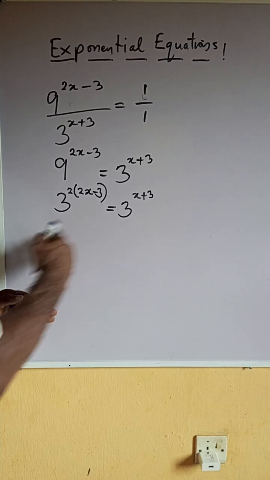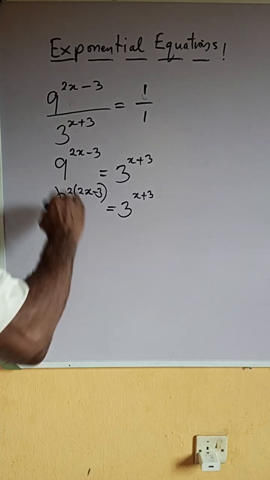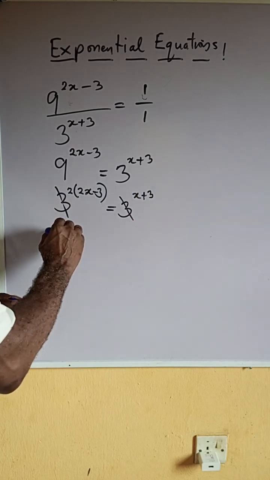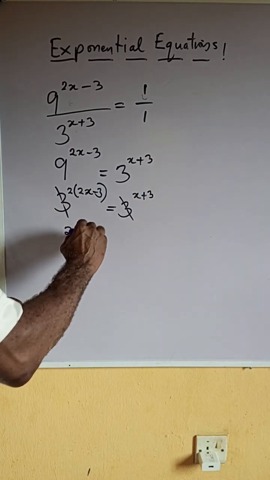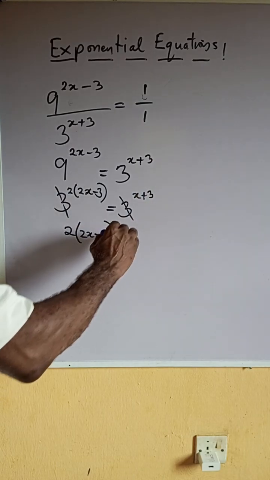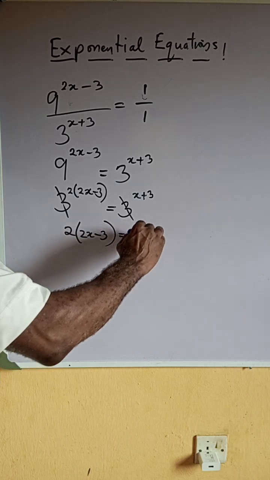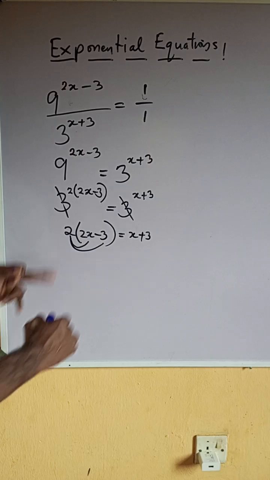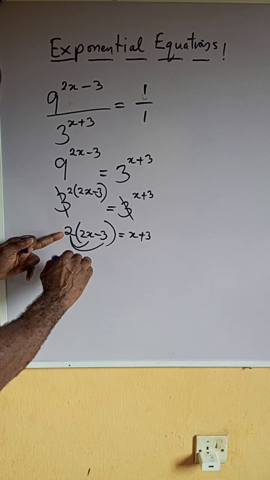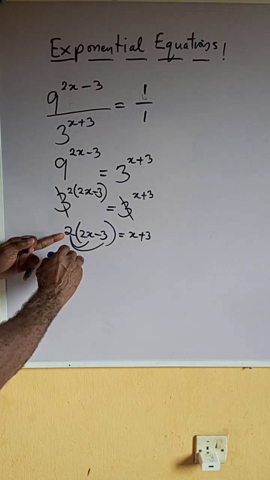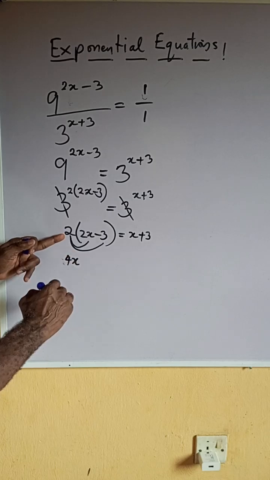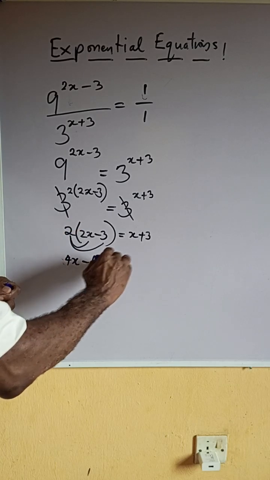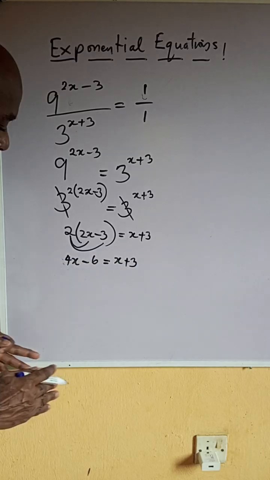Both expressions have the same base, so we do away with their bases as usual and then equate their powers, so that 2 into 2x minus 3 is equal to x plus 3. I have to distribute this 2 into this bracket. If I do that, 2 multiplies 2x will give us 4x. Alright, 2 multiply minus 3 will give us minus 6, all equal to x plus 3.